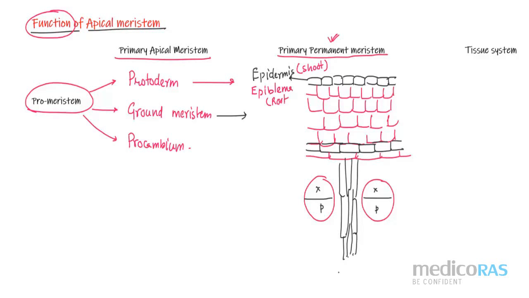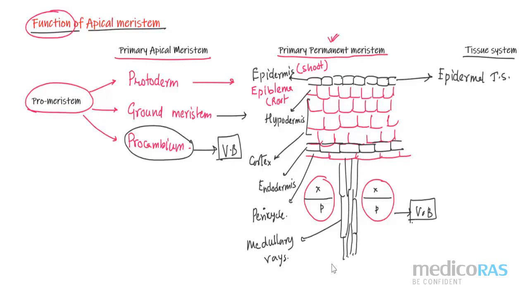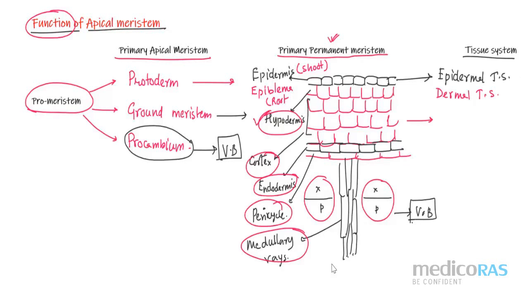Similarly, ground meristem will give rise to hypodermis, cortex, endodermis, pericycle and medullary rays, whereas procambium only gives rise to the vascular bundles. Now, the first layer, the epidermis, gives the epidermal tissue system, which we also consider as the dermal tissue system. Ground meristem can give rise to the ground tissue system, whereas the procambium, which gives rise to the vascular bundle, will give the vascular tissue system.